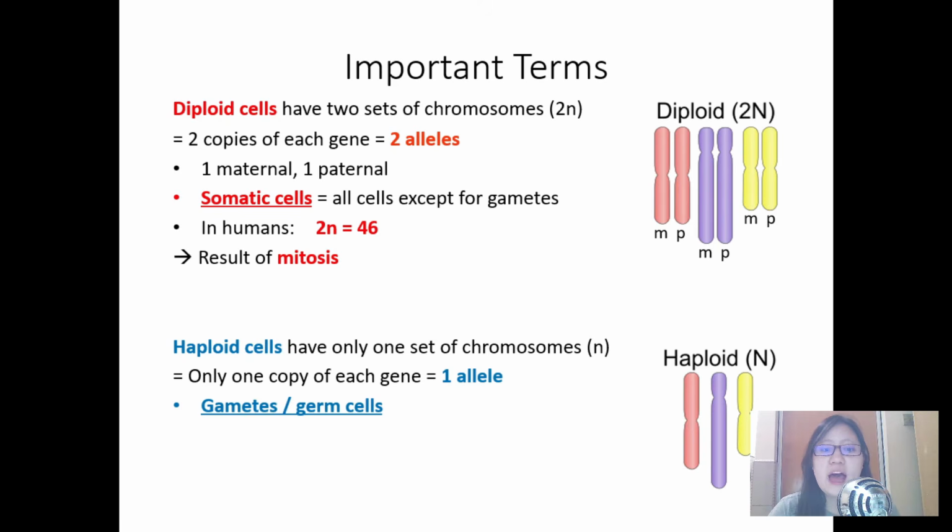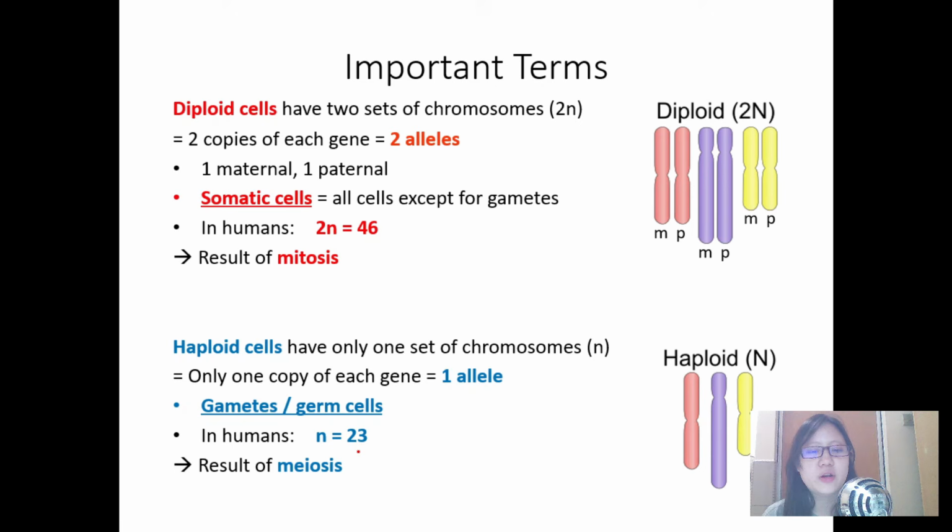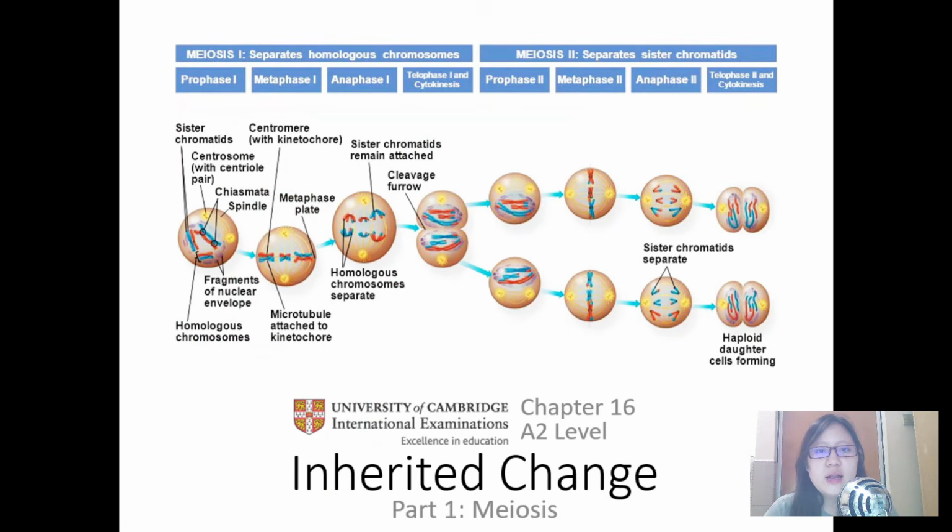However, there is such a thing called haploid cells as well. Haploid cells only have one copy of each gene because they only have one set of chromosomes, and this usually is in gametes, or in other words, germ cells. The haploid number is obviously half of the diploid number, 23 chromosomes in human beings. It differs in different organisms. And this is a result of meiosis. So without further ado, let's go into part 1, meiosis.